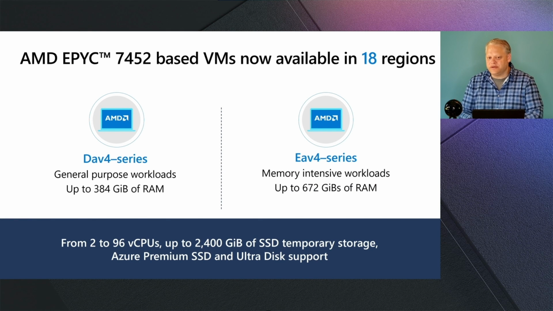Now let's look at some of the recent releases that we've had. First, we're going to look at the AMD series. So we've recently released the AMD DA V4 and EA V4 instances. The D series is 4 gigabytes of memory per vCPU, and the E is 8 gigabytes of memory per vCPU. And so these offer the AMD EPYC-based processors for our general purpose type workloads of D and E. Up to 672 megabytes of RAM in the E series, and up to 2.4 terabytes of local SSD temporary storage on these instances.